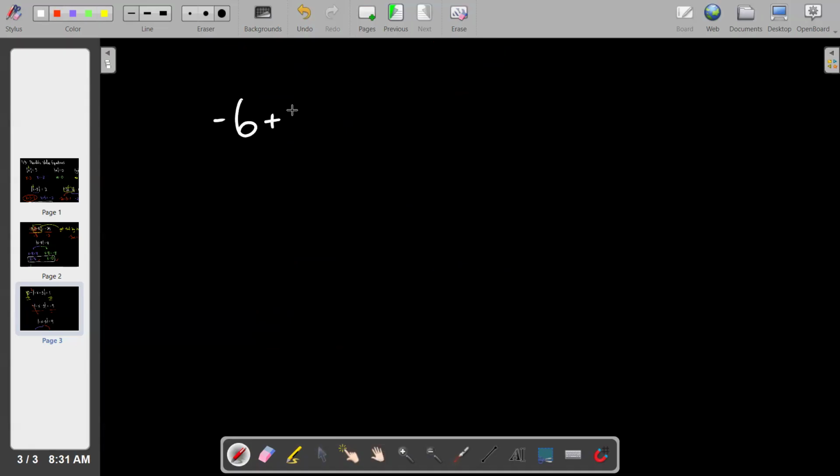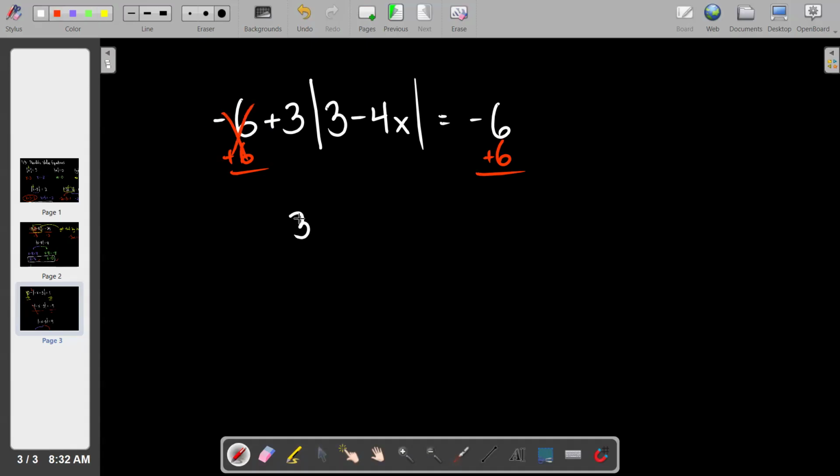-6 plus 3 times the absolute value of 3 minus 4x equals -6. What do we do first? Add that 6. That -6 is the straggler term, so we have to eliminate him first. If I add 6 to both sides like this, I'm left with 3 times the thing I'm trying to get by itself equals, what's -6 plus 6?